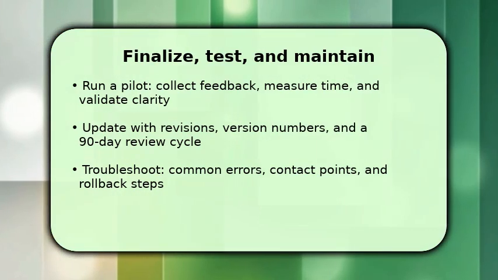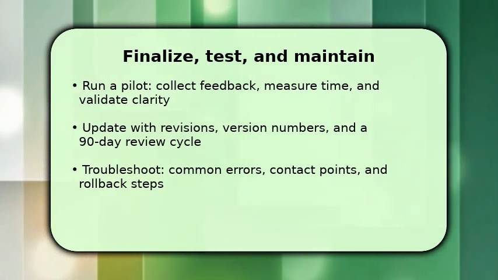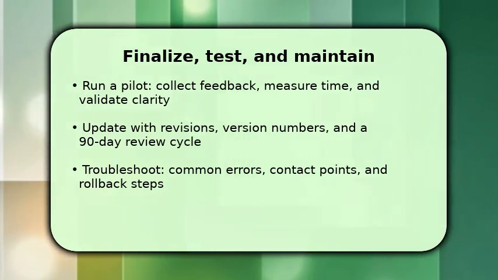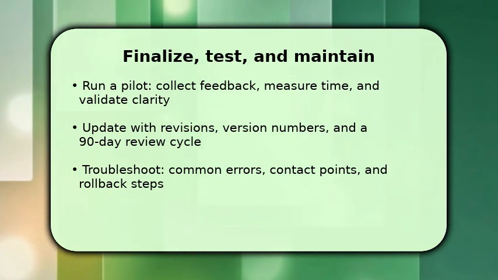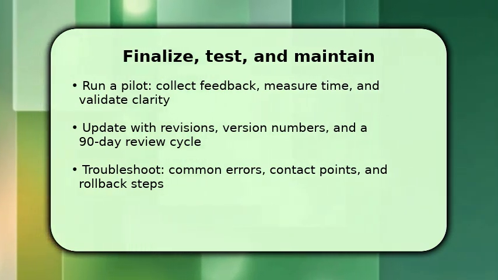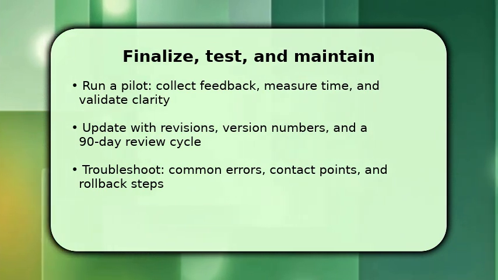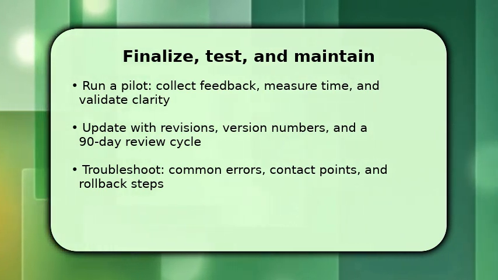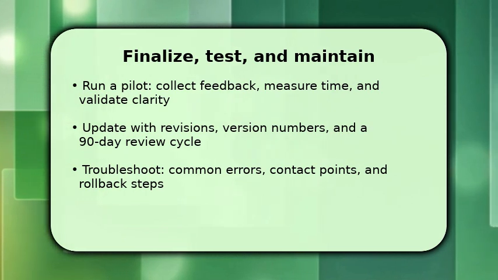You finish by piloting the manual with real users and iterating based on measured feedback. Test clarity, timing, and whether steps produce the expected outcome, then lock a version number and schedule updates every 90 days. Once done, publish accessible formats and train trainers on consistency.